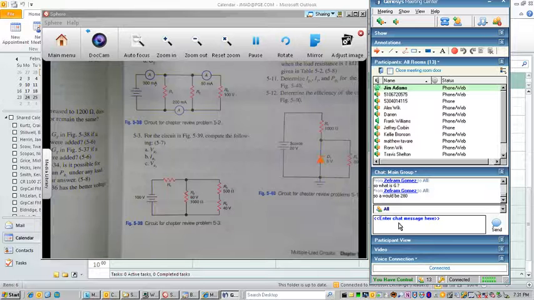Now we can figure out R1. It'll be 20 volts divided by 160 milliamps, which would be 125 ohms. Did you get that, Z? Yeah, that one was a little easier.